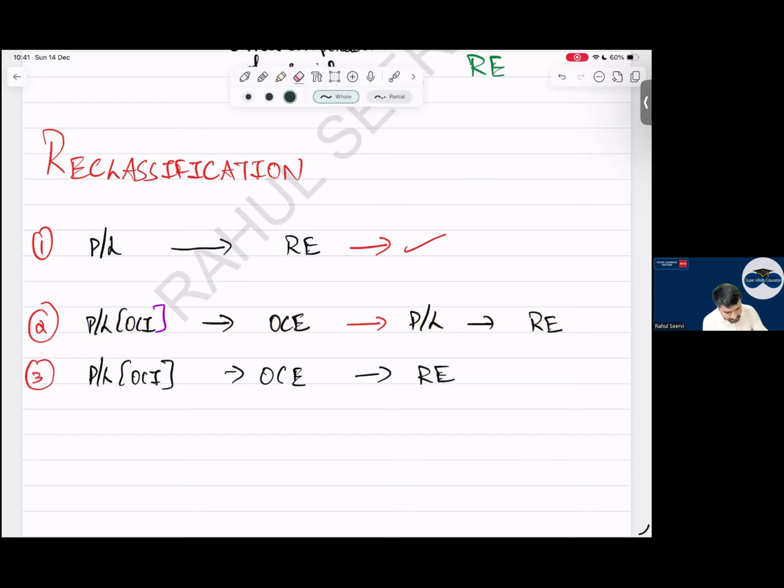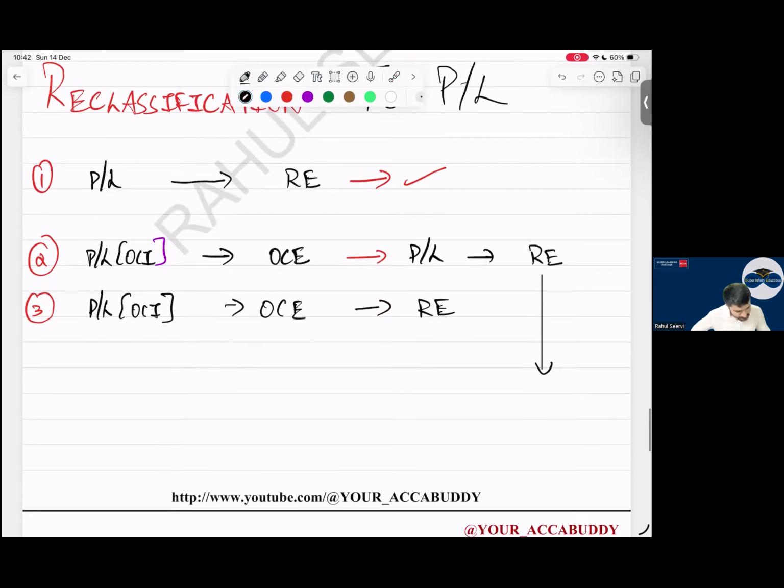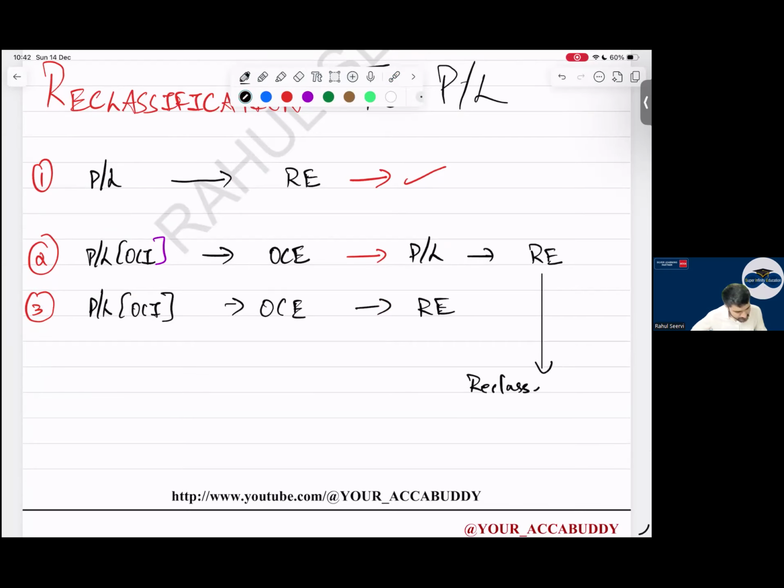Now a question to everyone. Out of this, one is no problem. Out of 2 and 3, which one is reclassification? Which one is reclassification? The second one. Arvind is saying sir, the second one is reclassification. Okay, others? Reclassification to P&L, tell me. In which case am I reclassifying to P&L? Case 2, yes or no? Yes. This is reclassification. Understood, everyone?